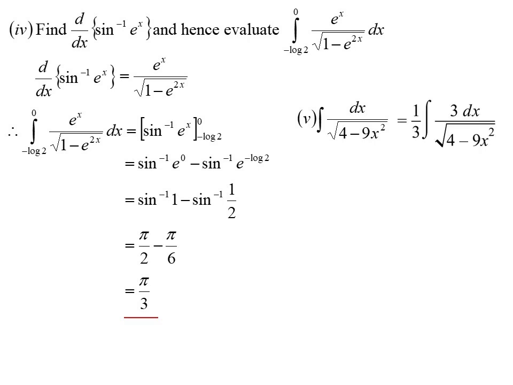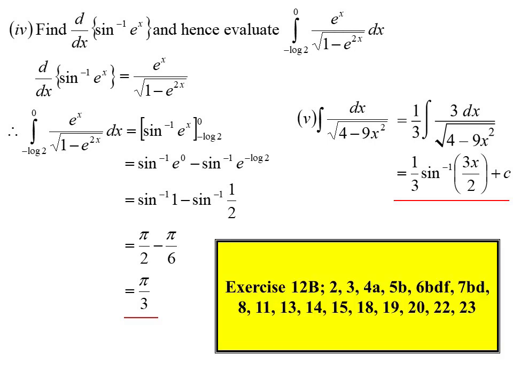So I want the derivative of 3x on the top, well that's 3. So I'll put 3 on the top, balance it out, 1/3 out the front. Now it's in our standard form. I know that's going to be the inverse sine of 3x on 2. And 1/3 out the front, of course. Oh, and plus a constant. We can't forget our plus constant. So that's going back the other way. So 12b, we'll look at the integration.